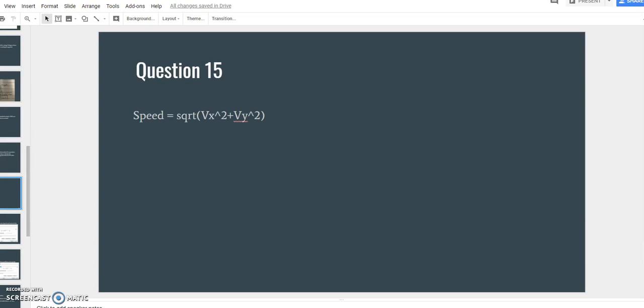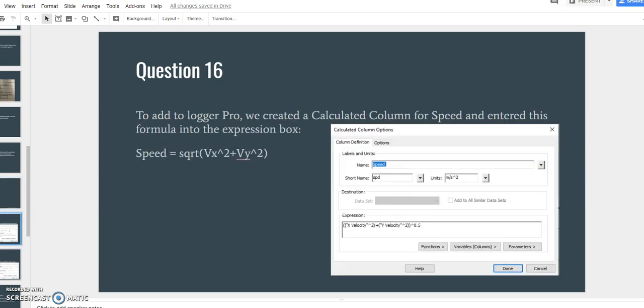Question 15. Explain how you use Logger Pro to calculate speed. We created a new data column for speed and entered this equation into the expression box. So question 16 is just elaborating on what I did for 15. So we went to Data, New Calculated Column. This is a screenshot of that window. We entered this equation right here to calculate speed.